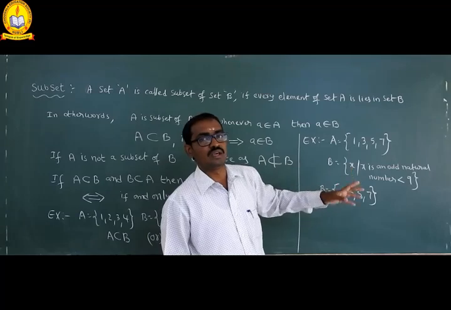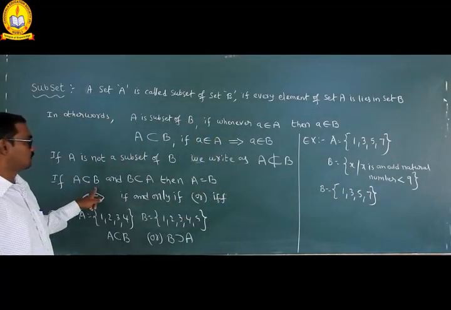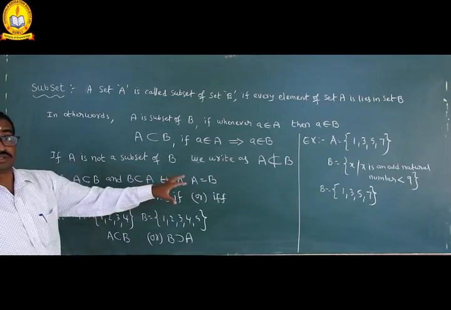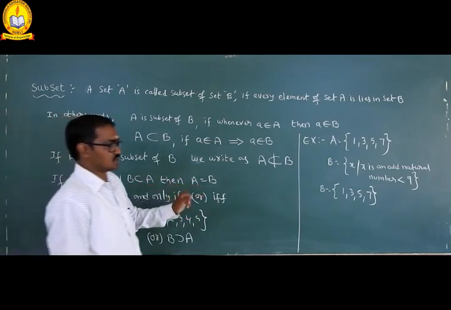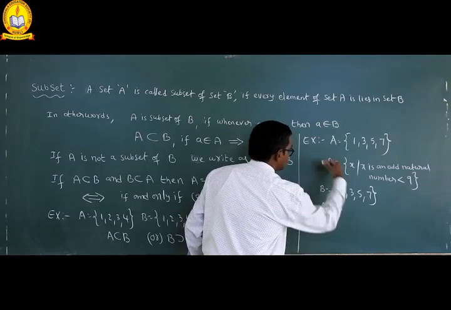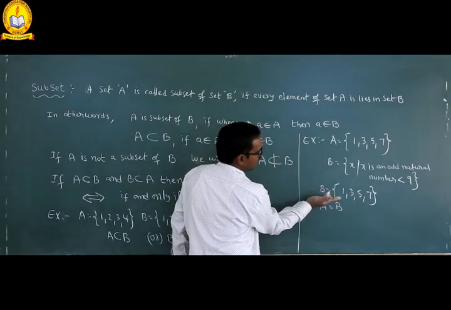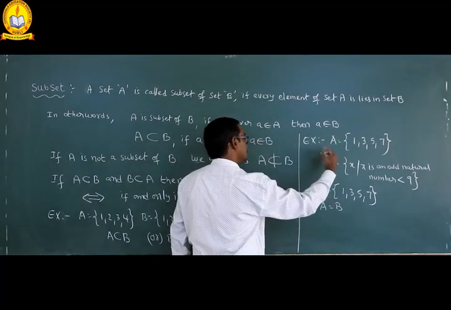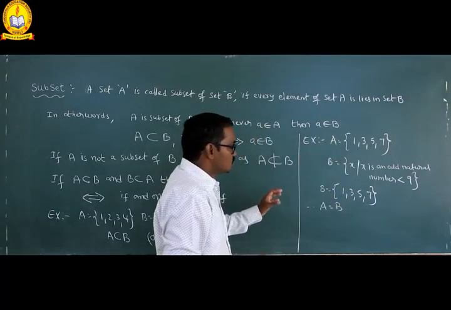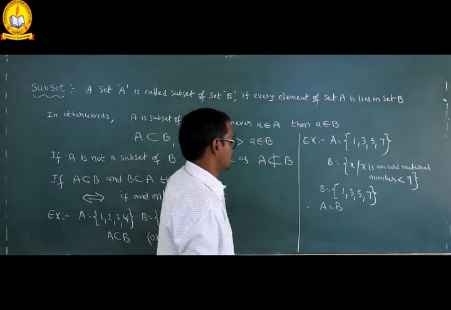Then we can conclude that A is equal to B. That is the if and only if condition I told you about. If A is a subset of B and B is a subset of A, then A is equal to B. Every element of A lies in set B, and every element of set B lies in set A. So A is equal to B. This is the second example.